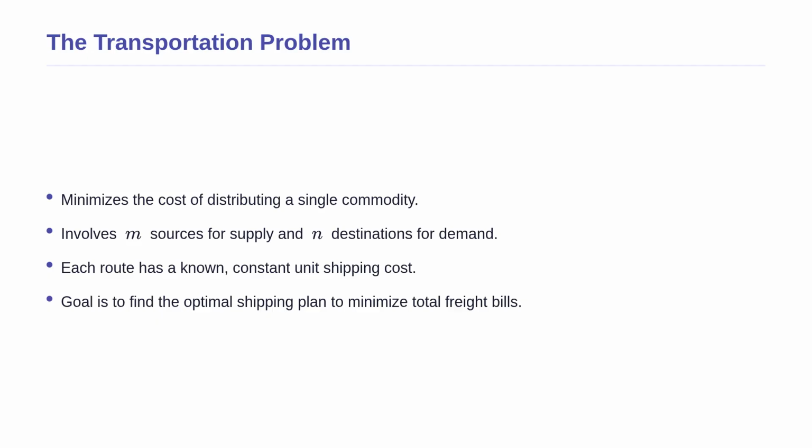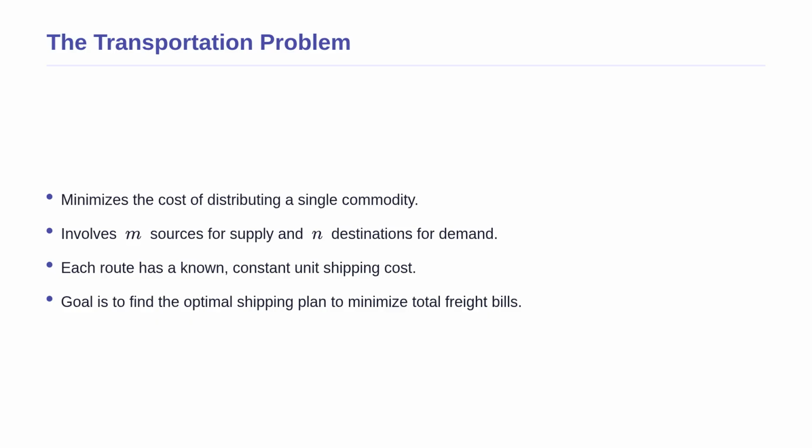Now that we know our goal is to save money on shipping, let us look at what the transportation problem actually is. In formal terms, it is a specific class of linear programming designed to minimize the cost of distributing a single commodity. We have M sources, like factories, which have a fixed supply. We also have N destinations, like retail stores, which have a fixed demand.